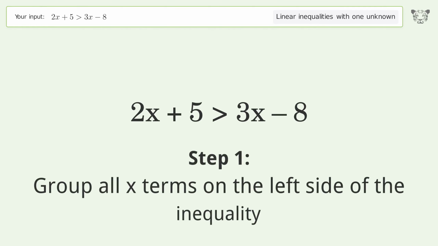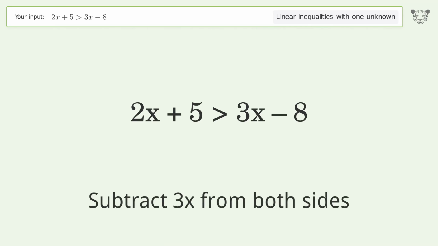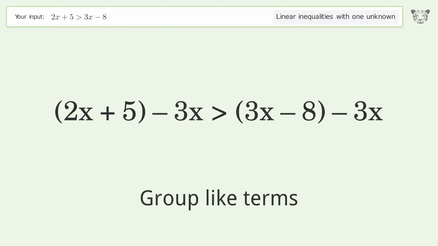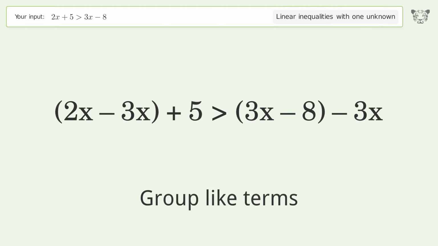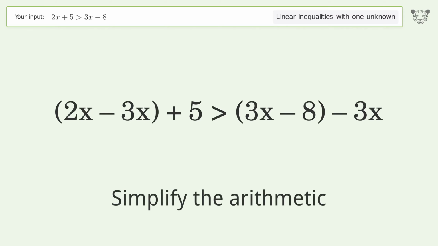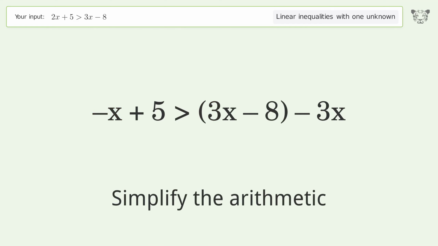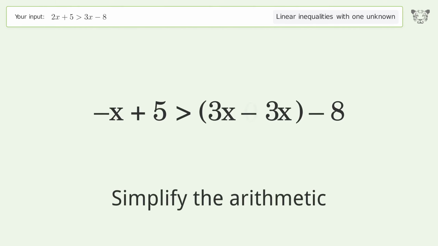Group all x terms on the left side of the inequality. Subtract 3x from both sides. Group like terms. Simplify the arithmetic. Group like terms. Simplify the arithmetic.